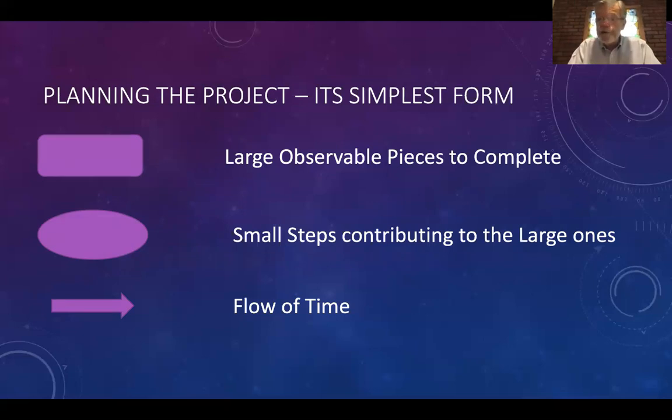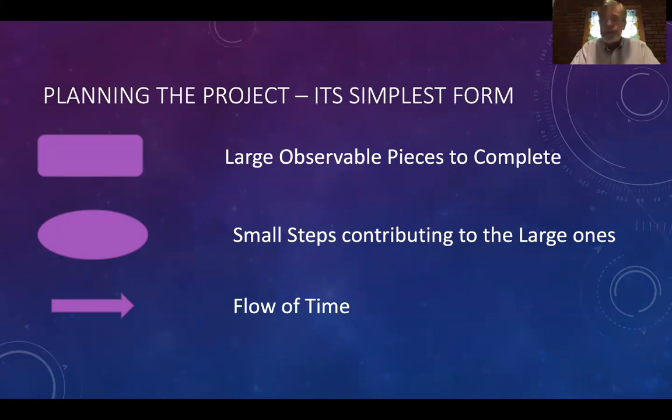Now we're going to get down to the nitty-gritty and start getting ready to have you write your own project. So I'm only going to use 3 symbols for this. The large rectangle is a large observable piece of the work that has to be completed. I will also add that it's probably an intuitive step. It's not something you have to stop and think a lot about.